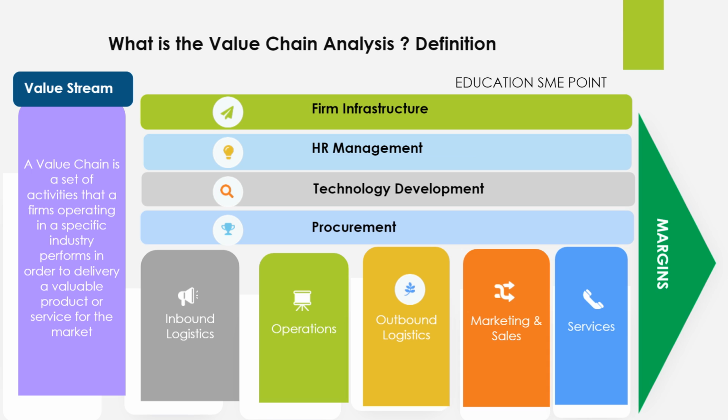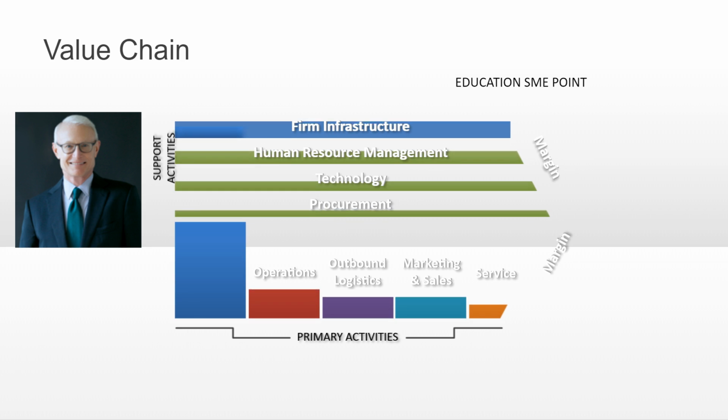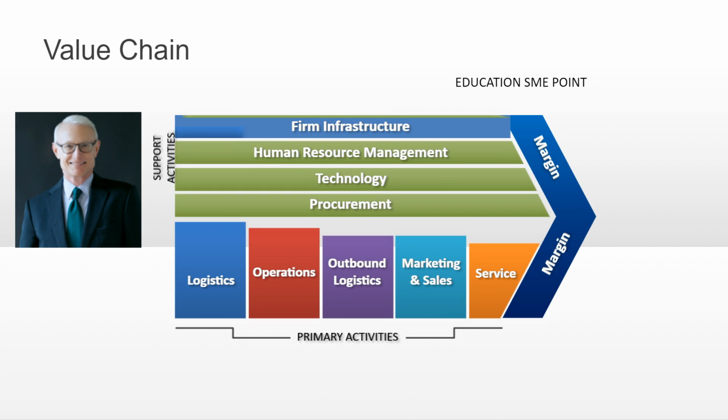A value chain is a set of activities that a firm operating in a specific industry performs in order to deliver a valuable product or service for the market. Porter's value chain framework. Harvard Business School's Michael E. Porter was the first to introduce the concept of a value chain.